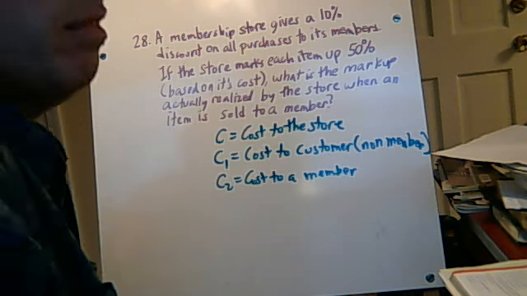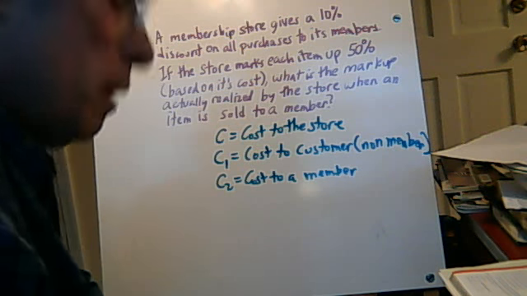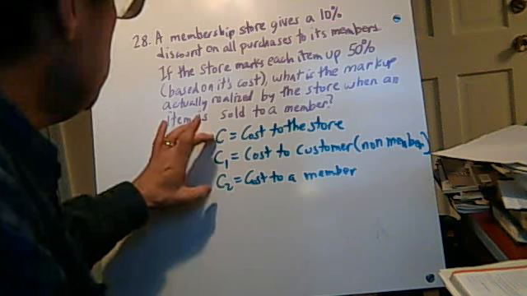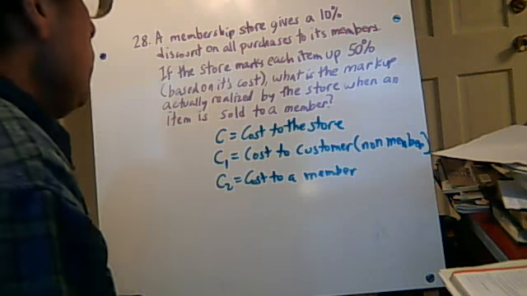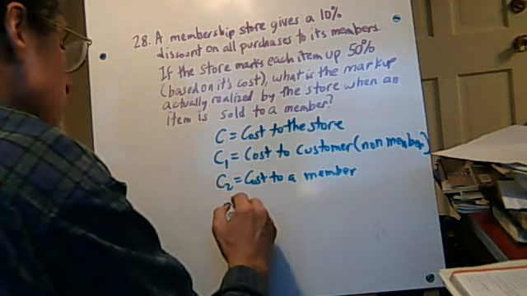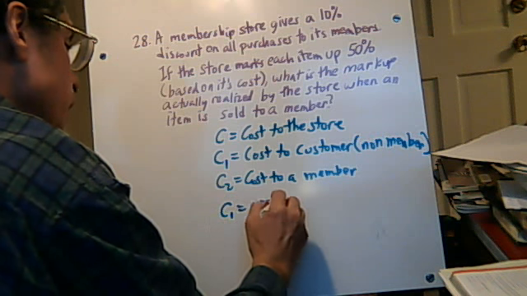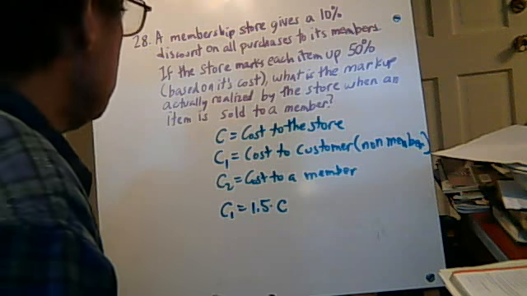If you had kids and you never gave them any names and you just thought you'd be able to talk about them, that wouldn't work out that well. So whenever something's important enough to talk about, it helps when you give it a name. So C is the cost to the store. So anyway, cost to the customer, C1, is 1.5 times C, the cost to the store. That's the 50% markup. That's what that means.